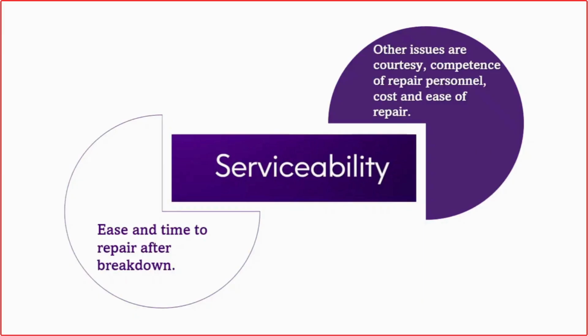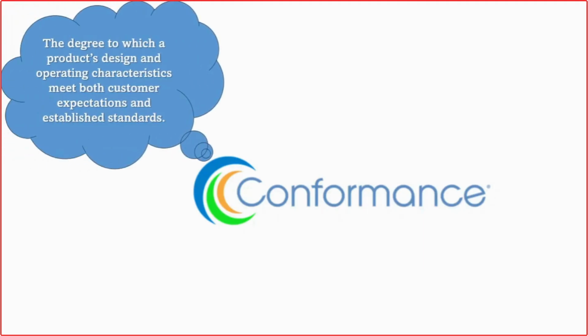Now come to the next basic dimension of quality, and what is that? The next one is conformance. Conformance means the expectation, quality or standard from the product. So let's try to understand in technical terms what is the meaning of conformance? The degree to which a product's design and operating characteristics meet both customer expectation and established standards.